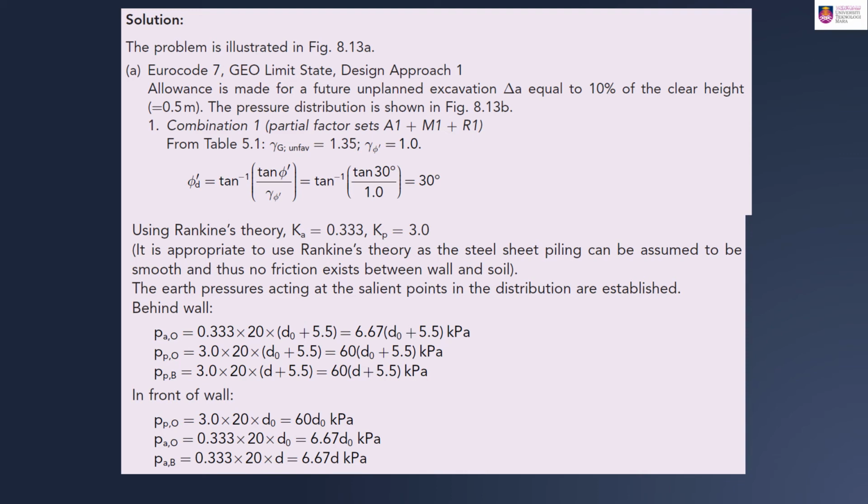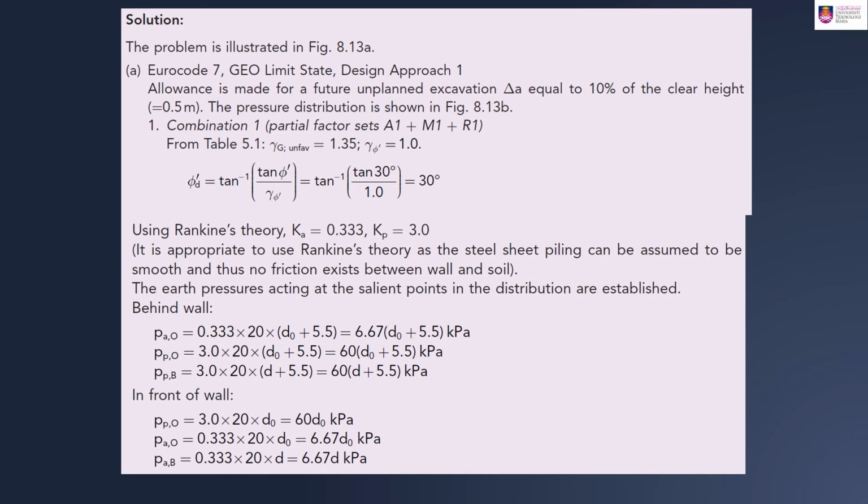Unfavorable gamma G unit weight is 1.35 and effective phi is 1.0. Using the Rankine theory, Ka is 0.33 and Kp is 3.0. It is appropriate to use Rankine theory as the steel sheet piling can be assumed to be smooth, and thus no friction exists between wall and soil. Thus pressures acting at the salient points in the distribution are established.